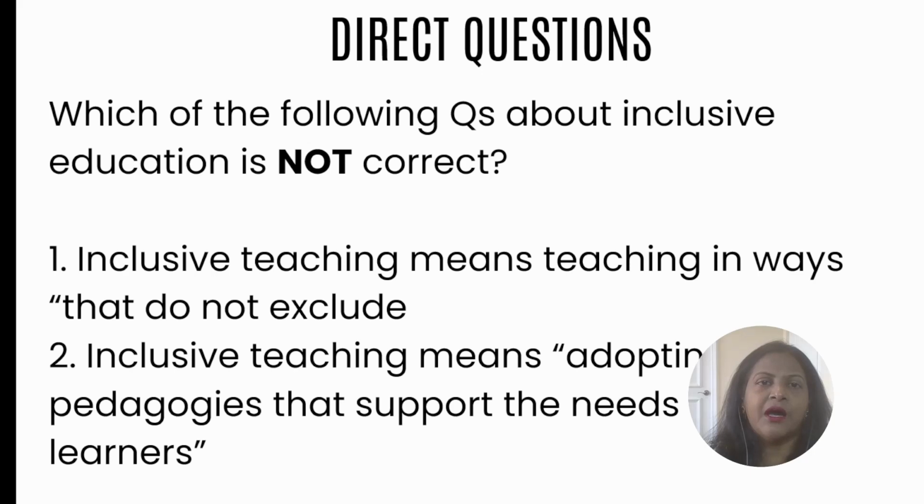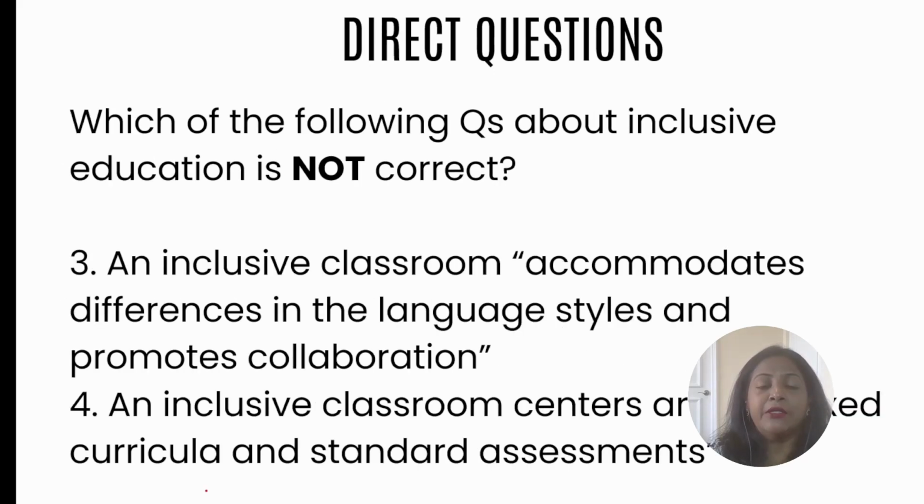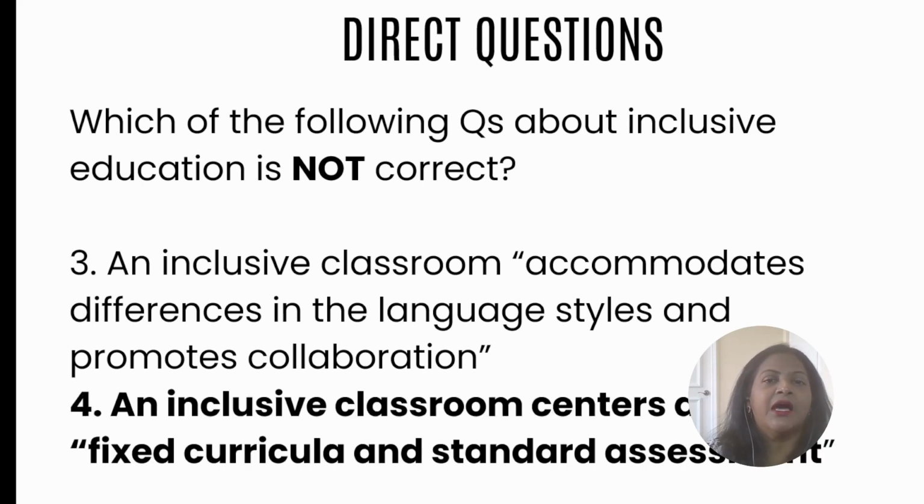So the 4 options are: inclusive teaching means teaching in ways that do not exclude. So this is correct, hence not the option we are looking for. Inclusive teaching means adopting pedagogies that support the needs of all learners. So again, this is correct, hence not what we are looking for. An inclusive classroom accommodates differences in the language styles and promotes collaborations. Again, this is correct, so not what we are looking for. And an inclusive classroom centers around fixed curricula and standard assessments. So this is exactly what we're looking for because this is not correct. Hence, that becomes the correct answer for us.